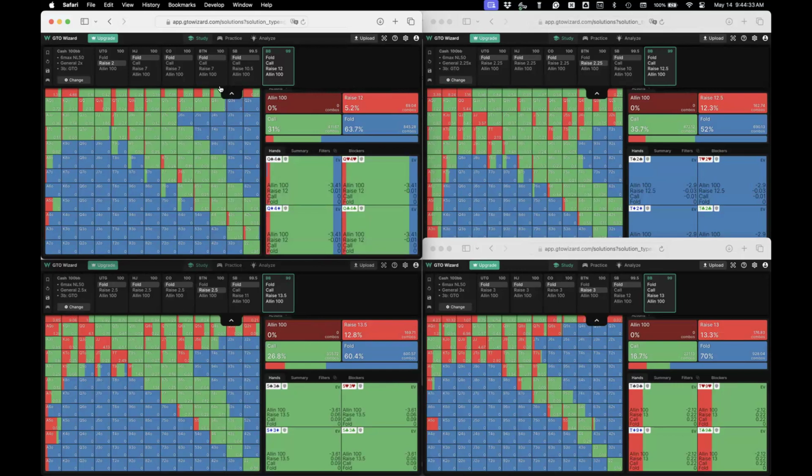Which is another way of saying, where are the 0 EV defense hands? And the amplitude of the change.